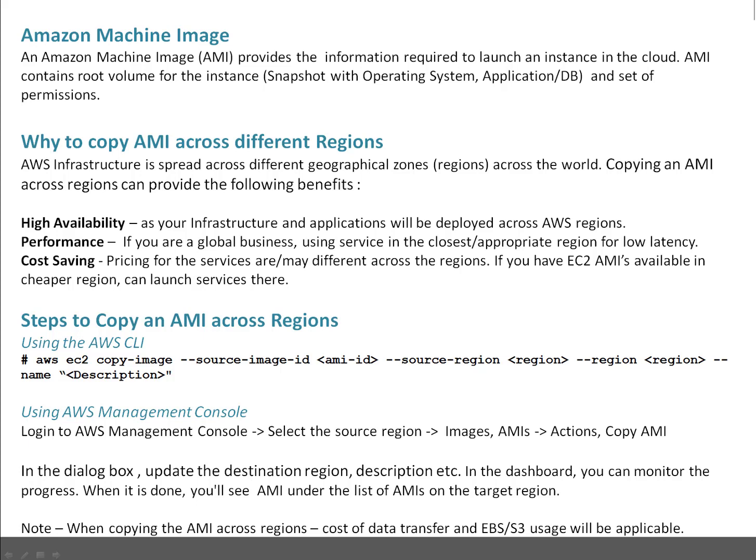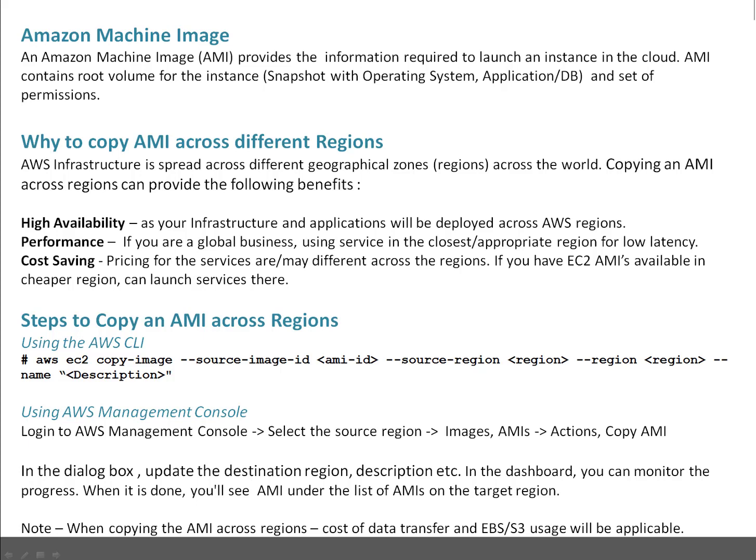Next, what steps do we need to follow to copy an AMI across regions? Using the CLI, that's very easy. aws ec2 copy-image, then source image ID, where you put your source AMI ID, then source region. Let's say you are in Sydney, so that will be ap-southeast-2, and your destination region where you want to copy that AMI, and the description of that AMI. That's it. Run this command, and it will copy the image.